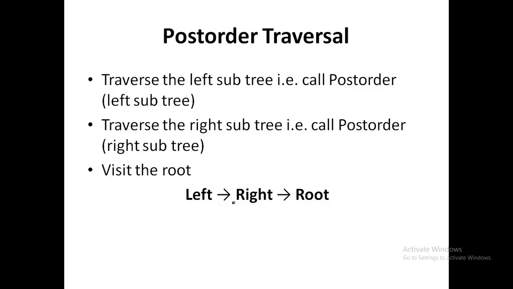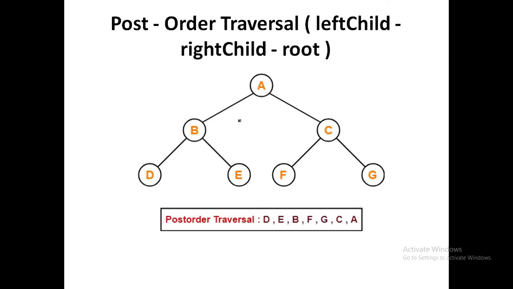Next is post-order traversal. From the name itself, we can easily know the root comes at last. Post, last. The steps to traverse the tree in post order are: traverse the left subtree, after that traverse the right subtree, then visit the root at last. Post-order traversal: left, right, and then root. So start from the root.